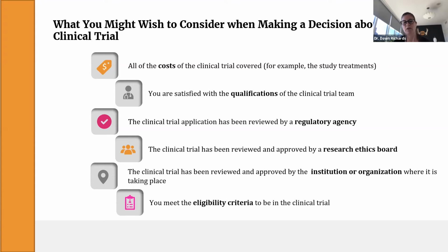And lastly, if all those things are satisfactory to you, you'll also need to meet what's called the eligibility criteria to participate in the clinical trial. So Pranesh talked about this for the registry. It might be a certain age, it might be a certain demographic. These are characteristics that you'll have to meet in order to participate in this study.